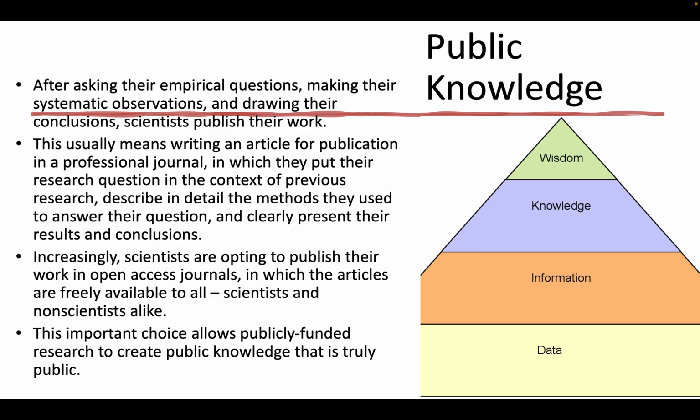After asking their empirical questions, making their systematic observations, and drawing their conclusions, scientists publish their work. This usually means writing an article for publication in a professional journal, in which they put their research question in the context of previous research, describe in detail the methods they used to answer their question, and clearly present their results and conclusions. Increasingly, scientists are opting to publish their work in open access journals, in which the articles are freely available to all scientists and non-scientists alike. This important choice allows publicly funded research to create public knowledge that is truly public.